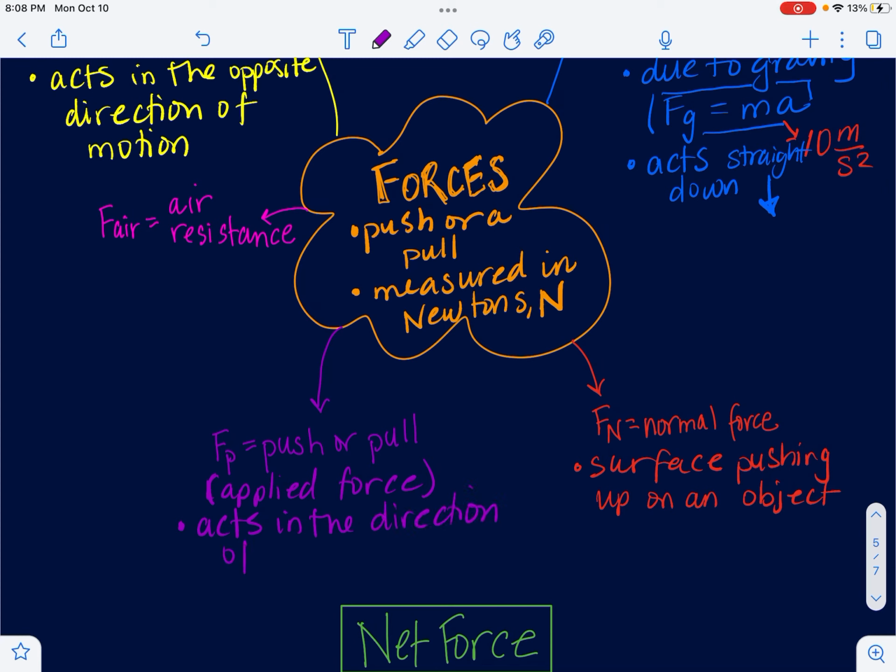So whichever way I want that book to move, that is how it's going to move, because that push force is acting in the direction of motion. And usually that's going to be left or right. We're going to start drawing some diagrams in just a minute, so that will make sense.